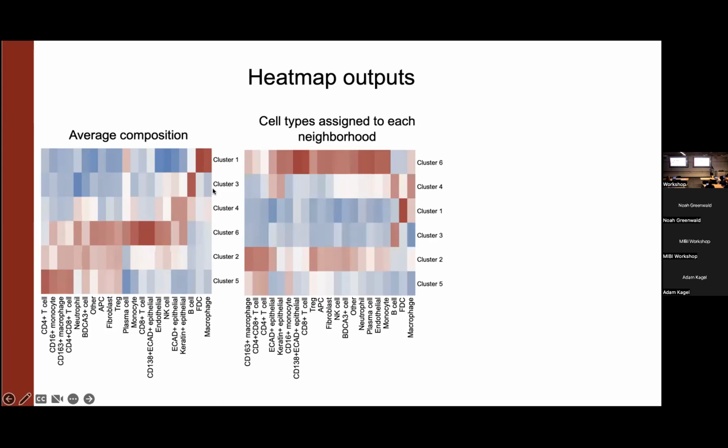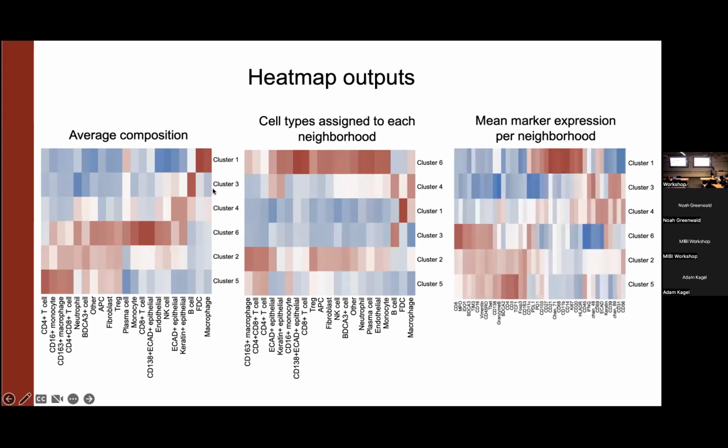The second heat map output is the number of each cell type assigned to the neighborhood. So in cluster neighborhood 8, for instance, what are the cells that are actually in that cluster? And finally, you can look at the mean marker expression per neighborhood. Ina talked about this a little bit, of how you can use these neighborhoods to find cool biology by looking at differential marker expression within each neighborhood.